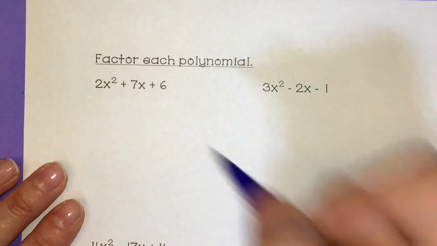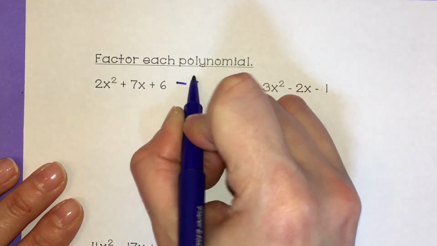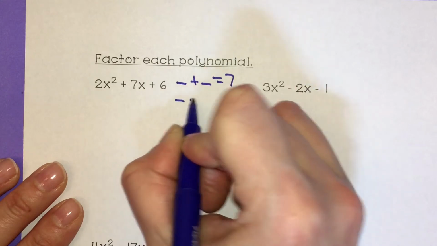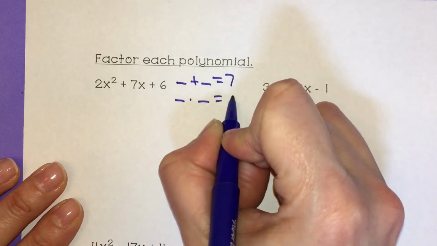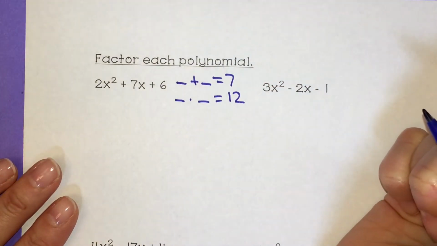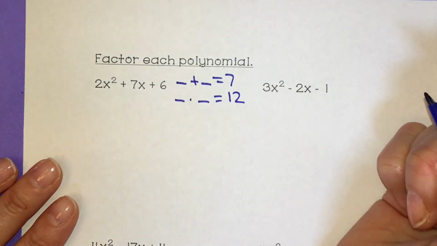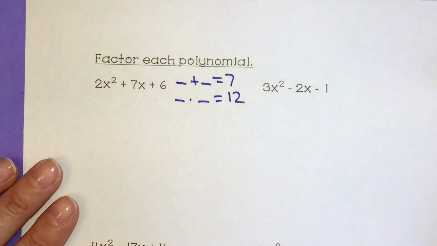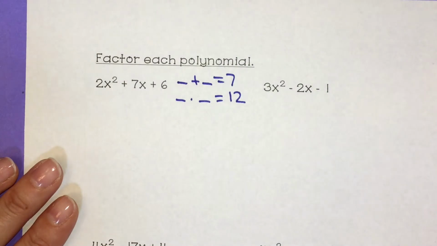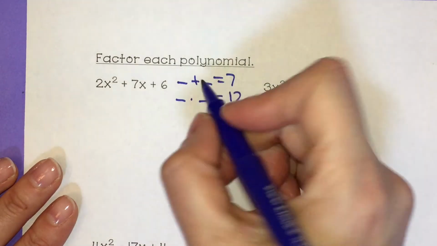All right, so the first one, what plus what equals 7, and what times what equals 6 times 2, which is 12. So we can do 6 times 2, doesn't work. We can do 3 and 4, which does work.